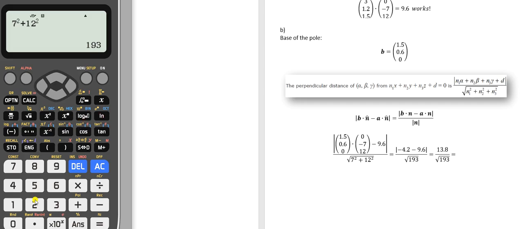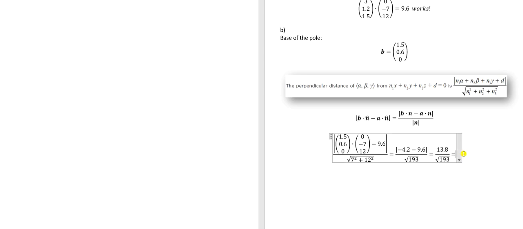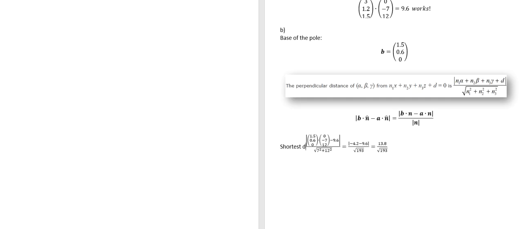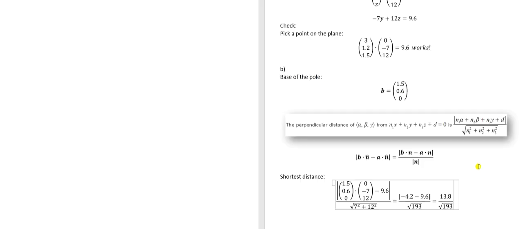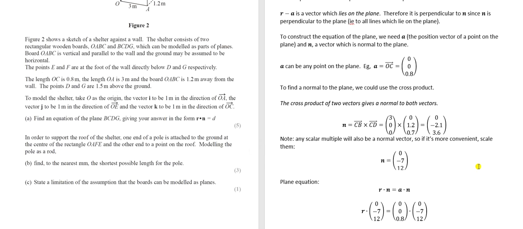We might want to write that in a slightly nicer way, but it's not particularly essential. 13.8 divided by root 193 can be written as a nicer surd. The calculator seems to be having some issues. If we multiply by 10, you might find it easier. Or if we write this as 138 times root 193 over 193, it probably doesn't get much simpler. So I'm going to leave it like that for now. That is the shortest distance.